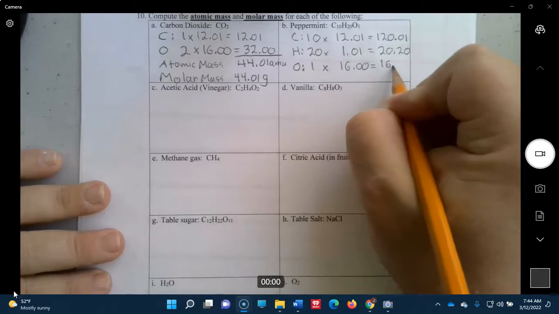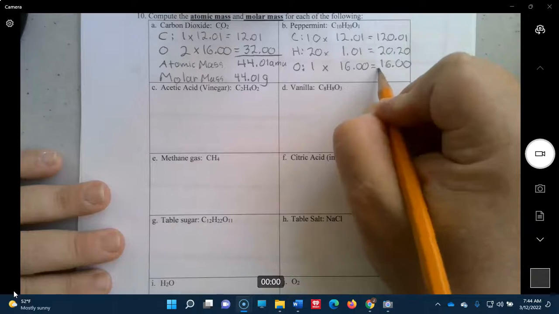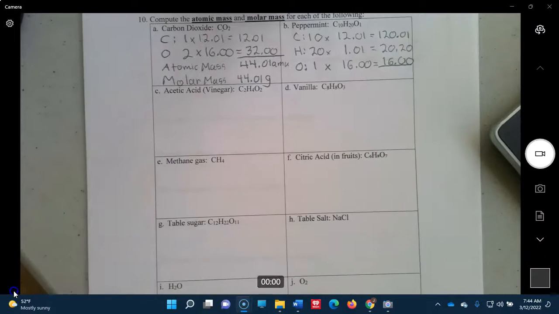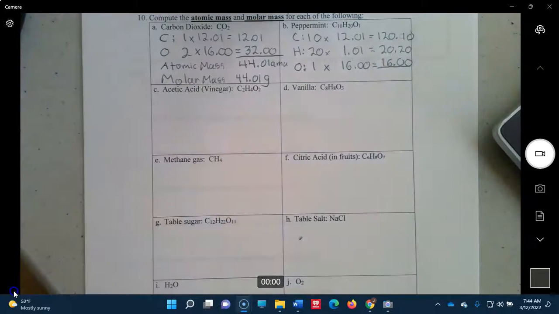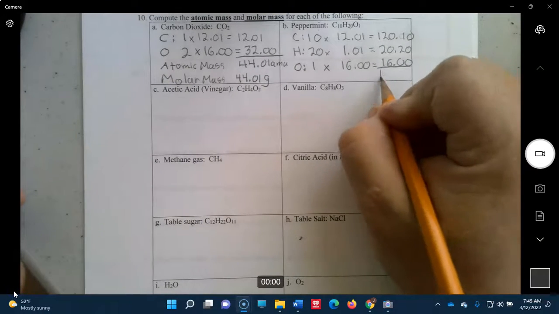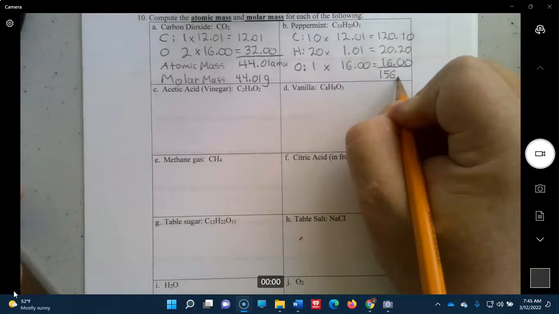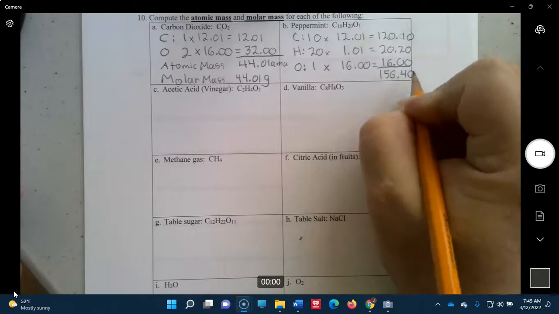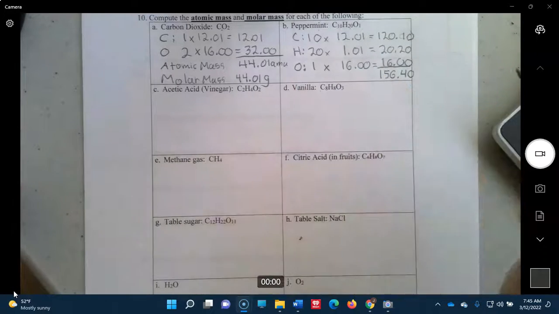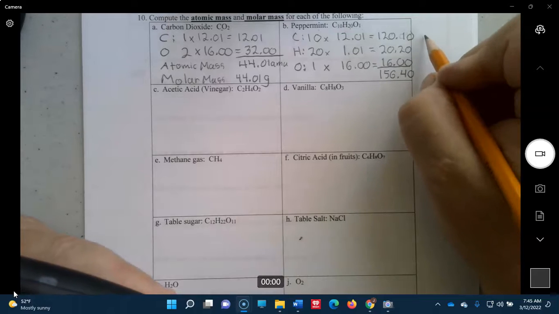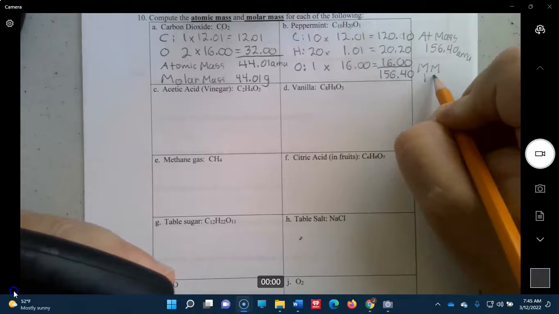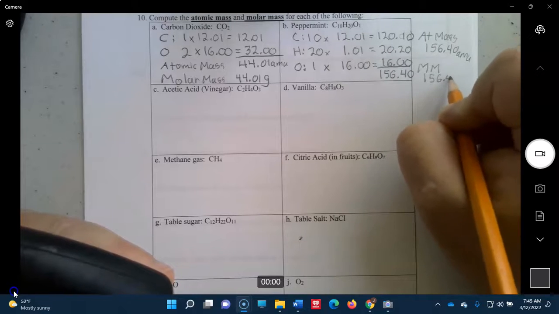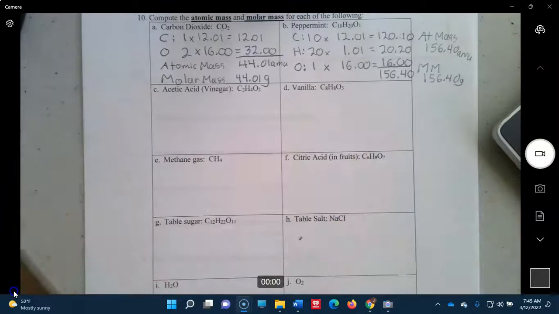Now you add these up. And made a little error here, so let's correct that. That should be 0.10. Okay, and that gives us 156.40. So the molar mass, there's not a lot of room to write it. You can write it over here. Atomic mass, molar mass is in grams. Okay, that's how you do that. Let's keep going.